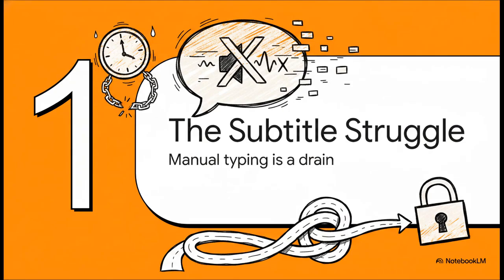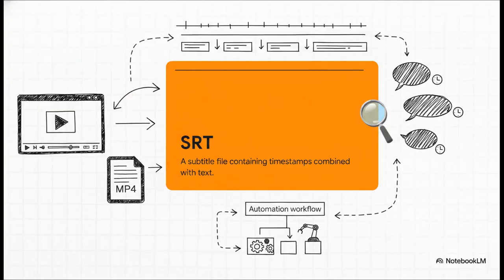Section 1. The subtitle struggle. Because, let's face it, manual typing is a massive drain. As creators, we all know subtitles are totally non-negotiable for engagement right now. I mean, most people are scrolling on mute. But the actual process of generating them is still the absolute biggest bottleneck in our entire creation cycle.